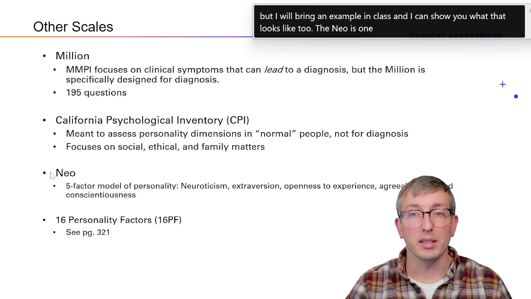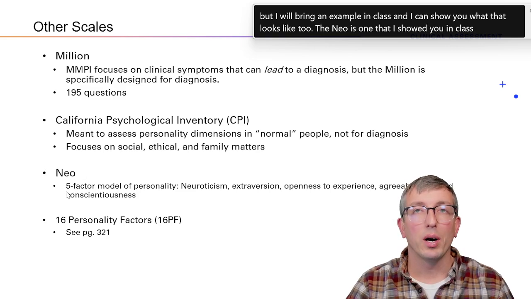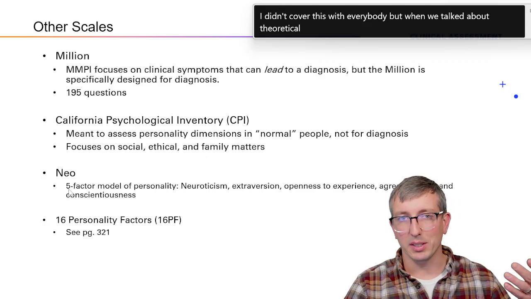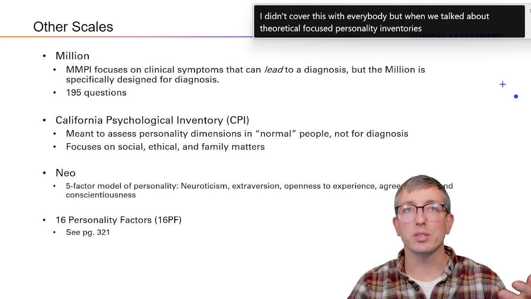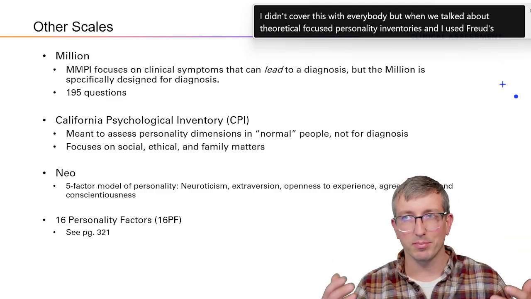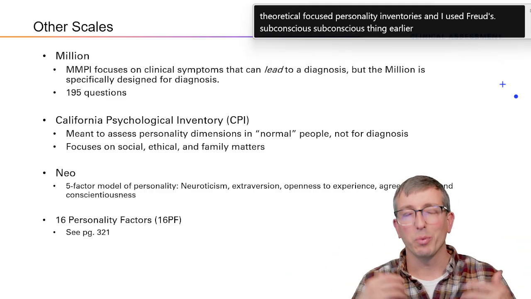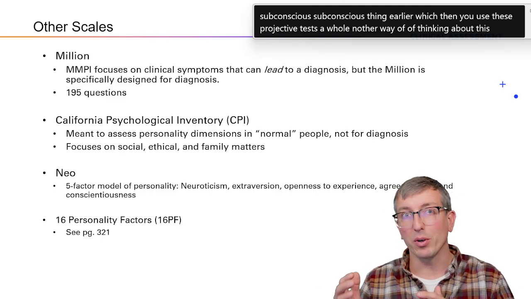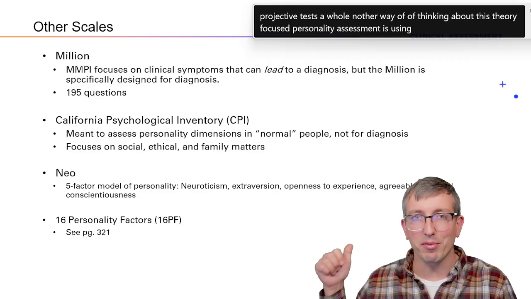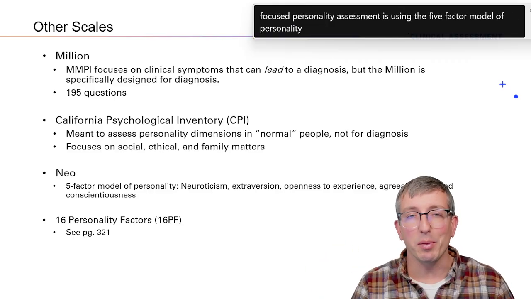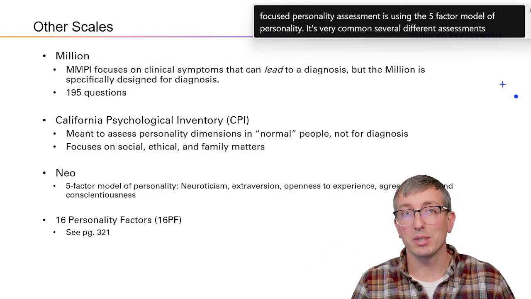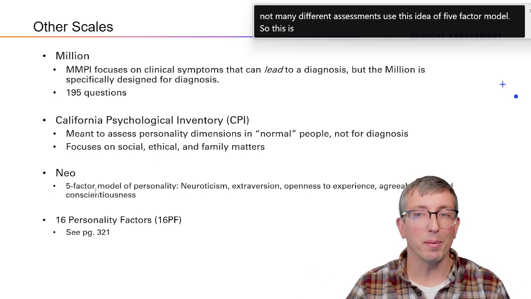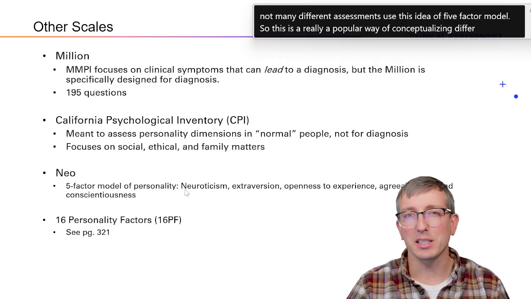The NEO is one that I showed you in class. I didn't cover this with everybody, but when we talked about theory-focused personality inventories, and I used Freud's conscious and subconscious thing earlier, which then you use these projective tests, a whole other way of thinking about this theory-focused personality assessment is using the five-factor model of personality. Very common. Several different assessments use this idea of the five-factor model. So this is a really popular way of conceptualizing different kinds of people.